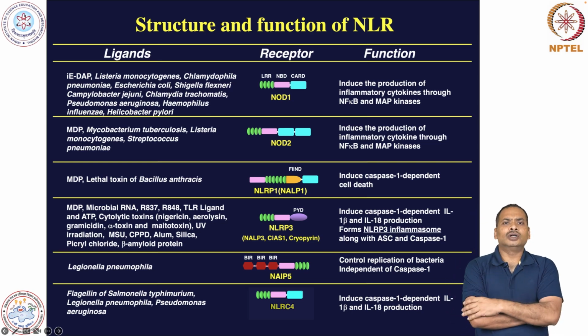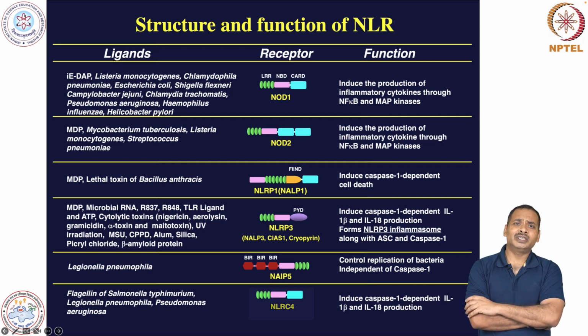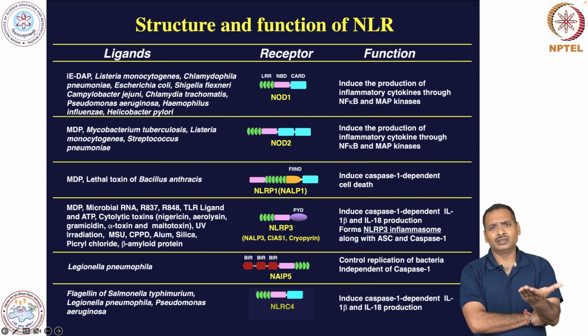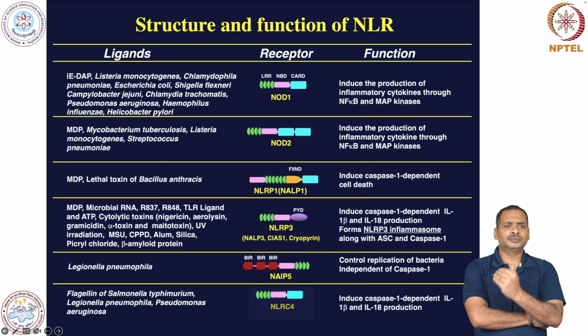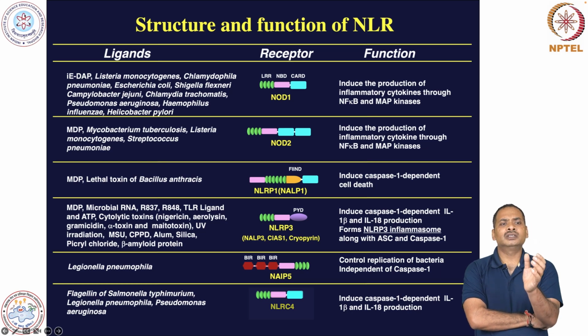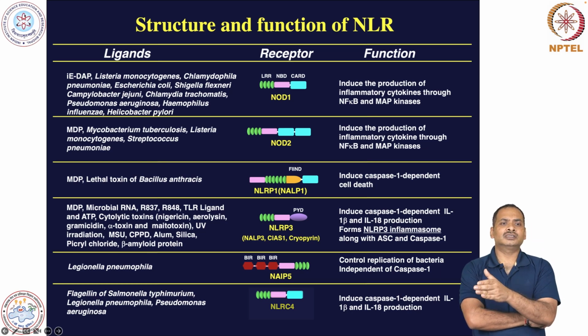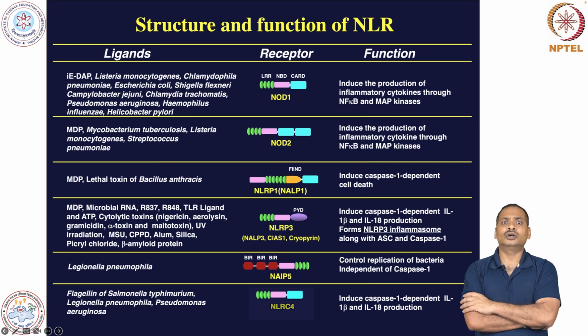On the other hand, NOD2, which has two CARD domains, senses MDP. Again, I will tell you more about MDP. Basically, it's muramyl dipeptide, which you may be aware of. It senses MDP from Mycobacterium tuberculosis. It also senses Listeria monocytogenes again, which is also sensed by NOD1.